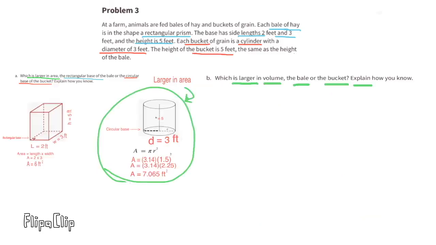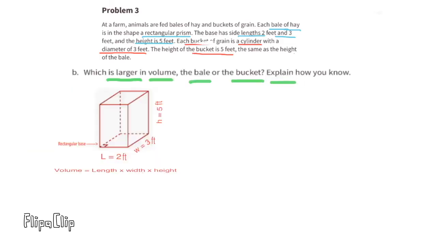B. Which is larger in volume, the bale or the bucket? Explain how you know. To find the volume of the bale of hay, we need to multiply the length times the width times the height. So the volume equals 2 times 3 times 5. 2 times 3 is 6. 6 times 5 is 30. The volume of the bale of hay is 30 feet cubed.